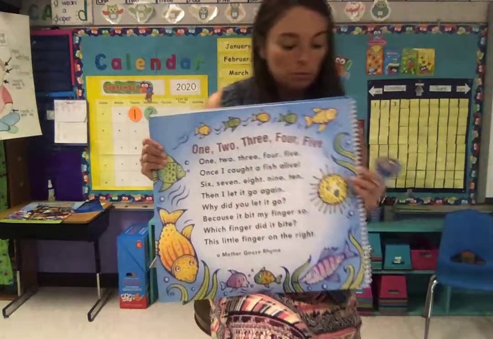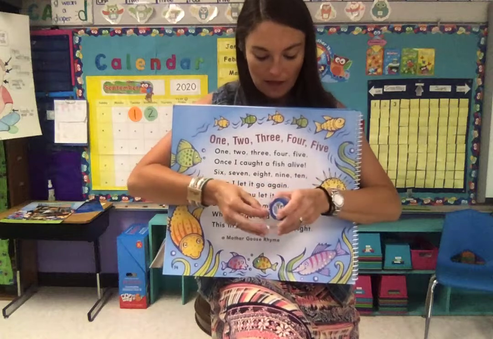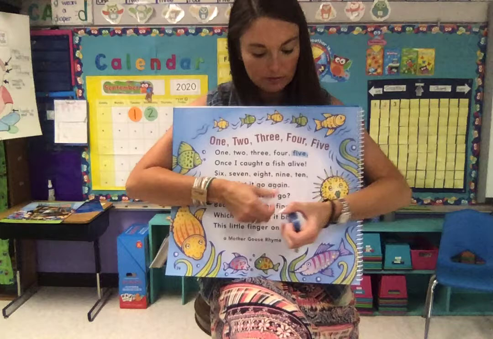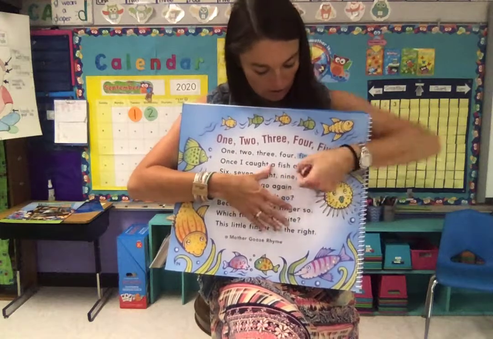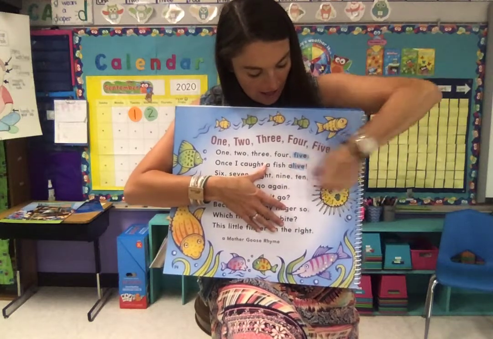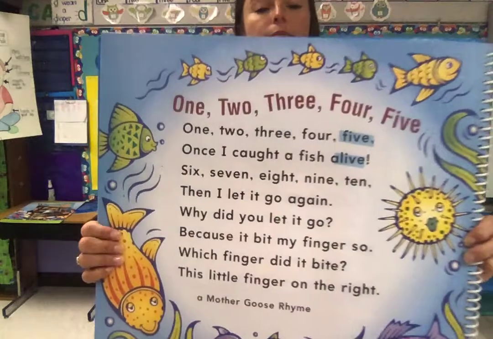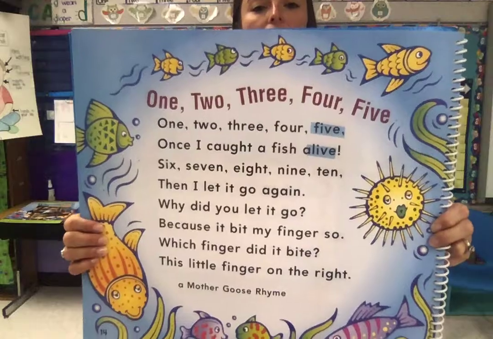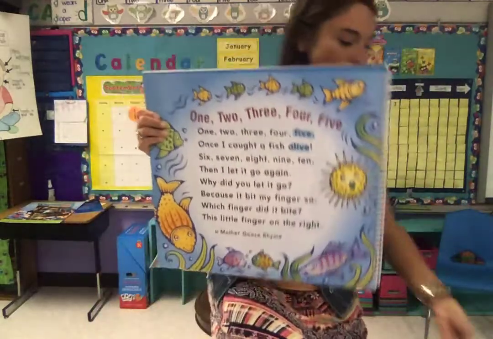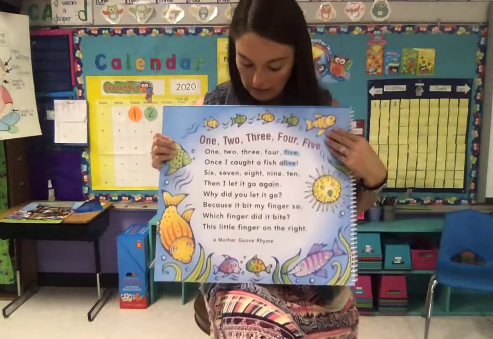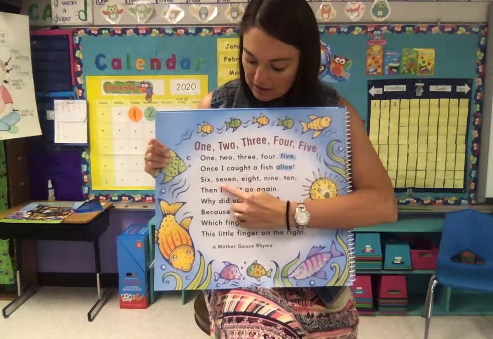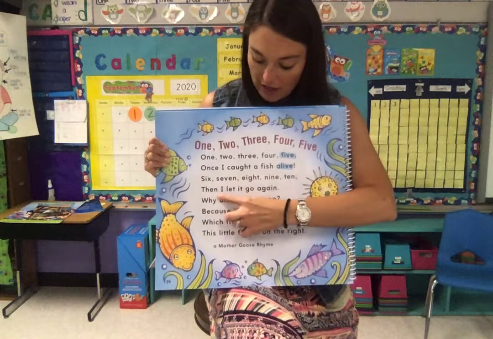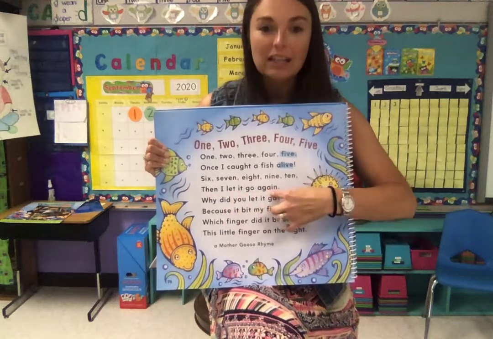So I'm going to get some blue highlighter tape, and we're going to highlight the word 5 and the word alive, so that when I see my story, I can see that the words 5 and alive are the same color, so they rhyme with each other. Okay, let's go to the next set of words. 6, 7, 8, 9, 10. Then I let it go again.